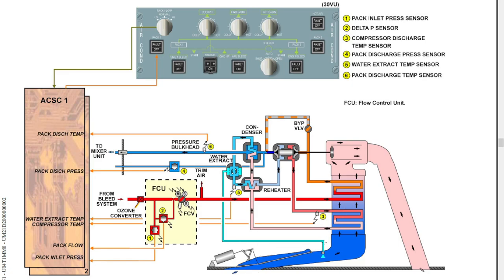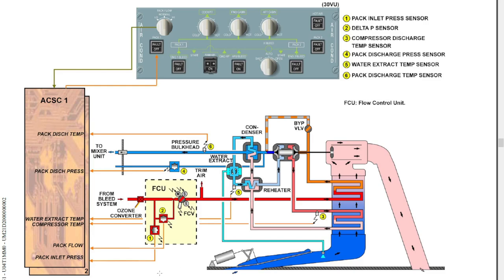Now, when we discuss the airflow passing through the heat exchangers, we have to identify this particular component as well. This is the ram air inlet. So what is ram air? Ram air is the airflow which you get when you move forward. If you are traveling in a car and you put your hand out, you will feel the wind coming and hitting your hand, right? That is the ram air.